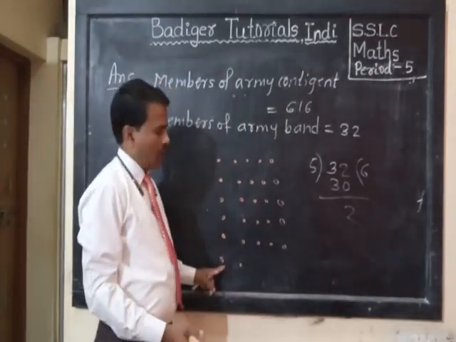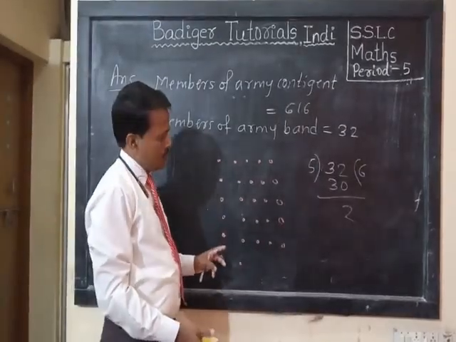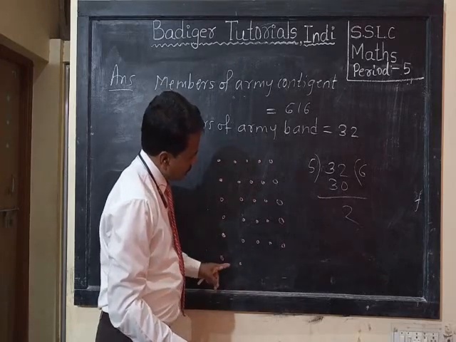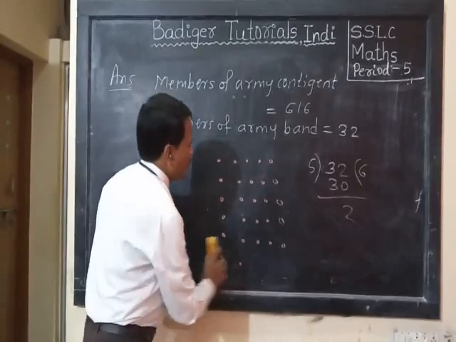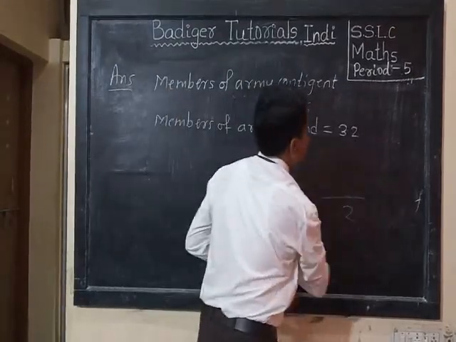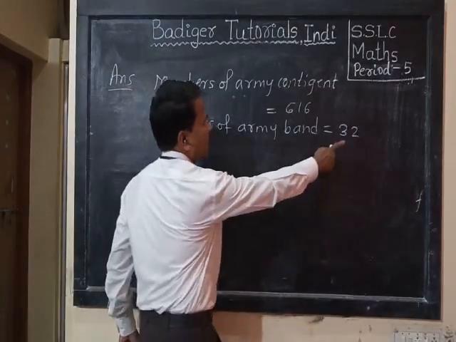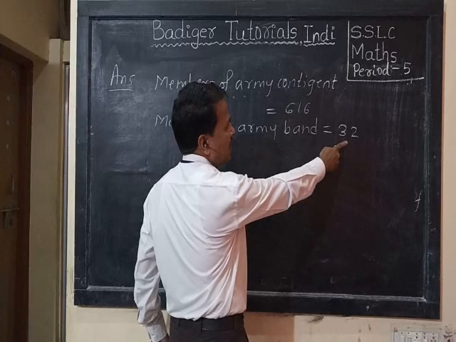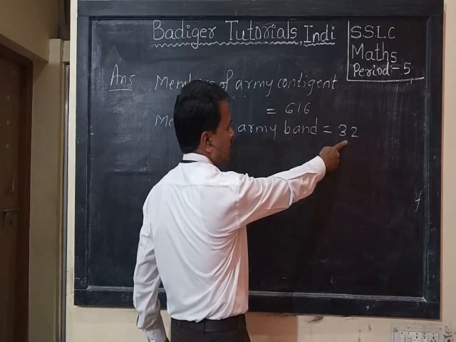Here they should stand in an exact number of columns, and this row should be complete. That is the question. So then it is divisible by what? Next number, it is not divisible by 5. It is not divisible by 6. Not divisible by 7. It is divisible by 8.